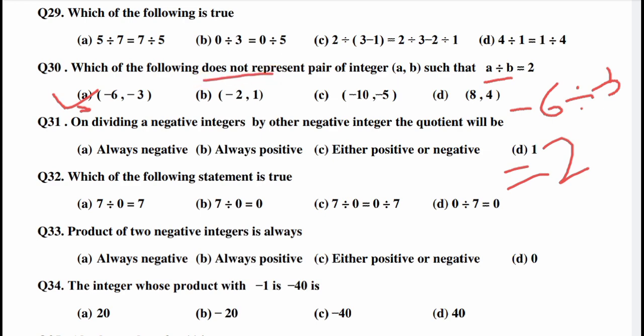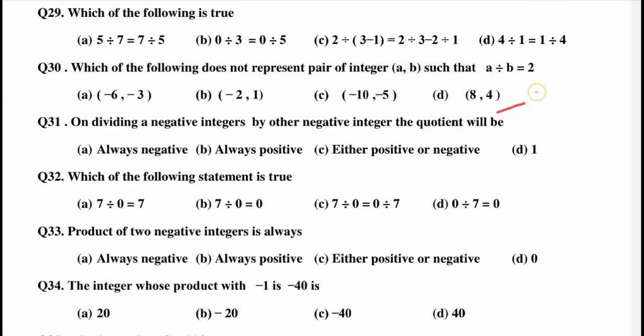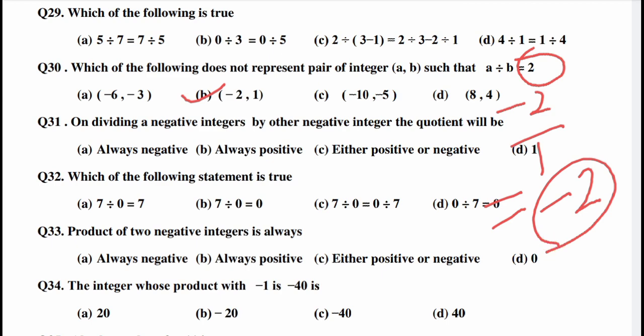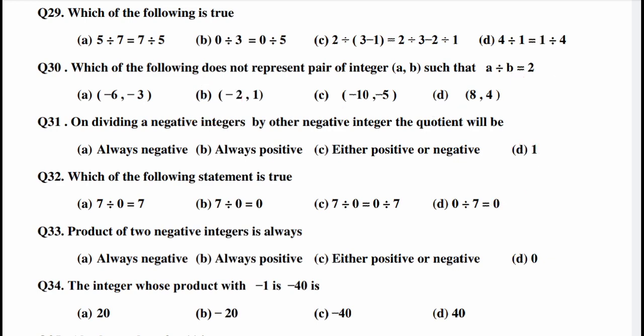Here your question is about which pair does not represent 2. This first pair represents 2, so then we check the second, -2 and 1. -2 divided by 1 is equal to -2. So it does not represent 2, it represents -2. So this is the correct answer. If you want to check C and D, you can also check, but we get the answer from this only. So the correct answer is B.